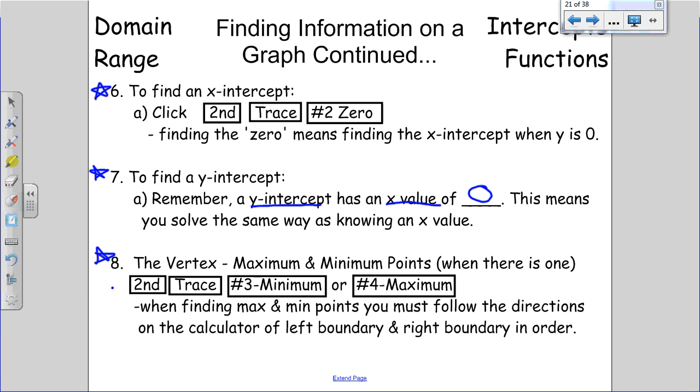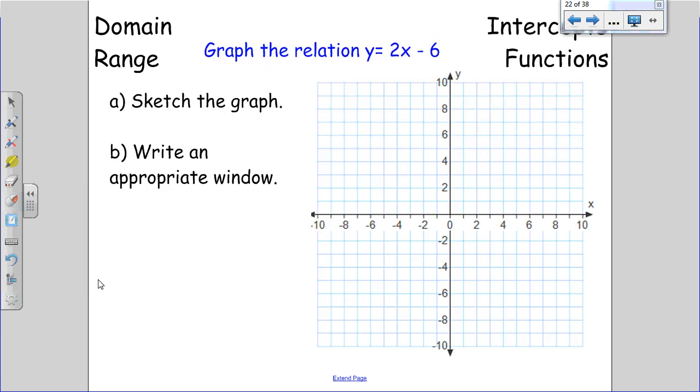All right. Here's our example. We're going to try this example together. And we're going to try to find a whole bunch of things using this example. The first step says sketch the graph. So I want you to try to graph this thing in your calculator with the standard window setting. So try to graph that using the standard window setting.